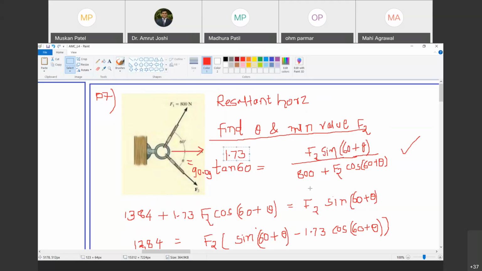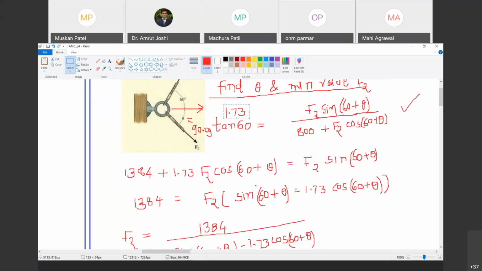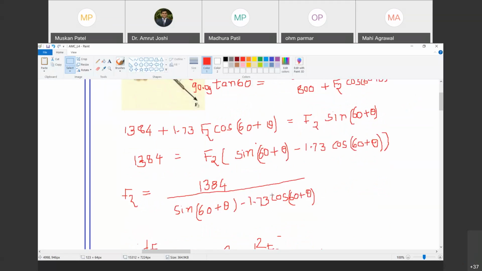So from there we directly get F2 is equal to 800 root 3 by sine(60 plus theta) minus root 3 times cos(60 plus theta), right? So from there, if we use the formula of sine(A plus B), the cos theta terms get cancelled, and we directly get 400 root 3 cosec theta as the value of F2. From differentiating, we get theta value as 0. Then substituting, it's directly 400 root 3, the value of F2. I totally agree with you.